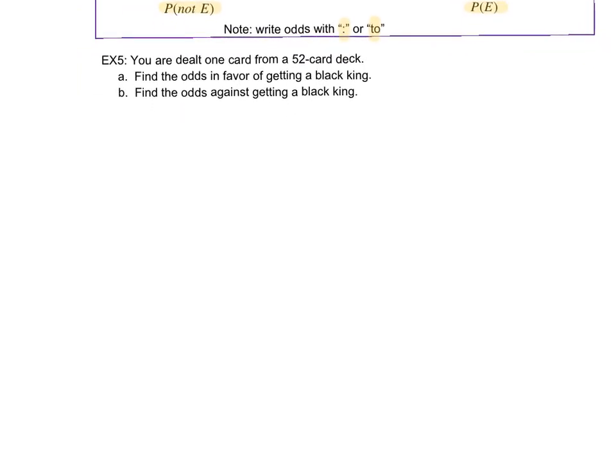Example 5, let's say you're dealt one card from a 52 card deck. Find the odds in favor. So again, be careful with the language and what it's asking you to find. It's not asking you to find a probability. It's asking you to find odds in favor of getting a black king. And then part B would be find the odds against getting a black king. So let's look at A. The odds in favor would be the probability that you get a black king over the probability that you do not get a black king.